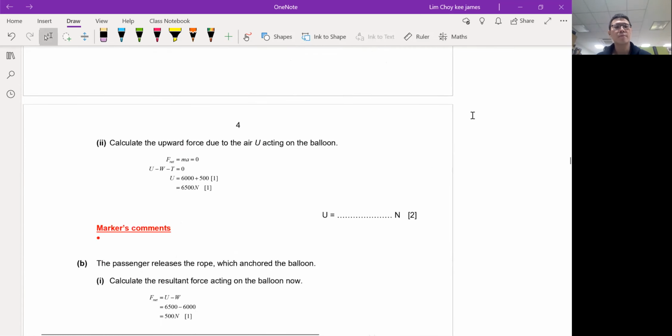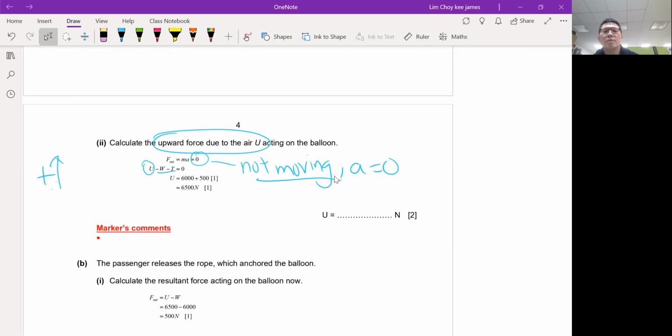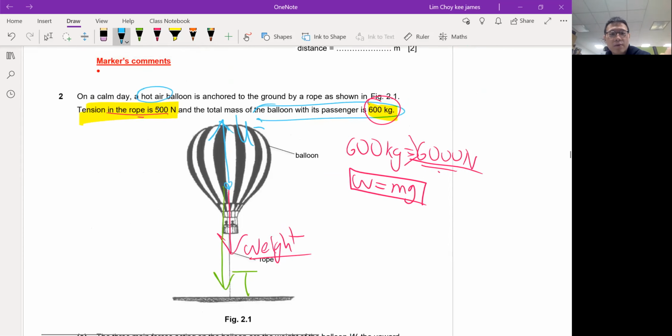Now, same thing, Newton's law. The balloon is not moving, so I take up as positive. It'll be U, with two downward forces, W and T, so U minus W minus T is the resultant force. Then it equals 0, because based on the question, the balloon is not moving, so acceleration will be 0. After simple math, you get the answer 6,005. So the upthrust is 6,005.